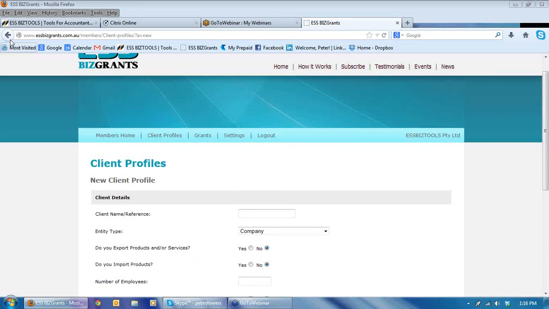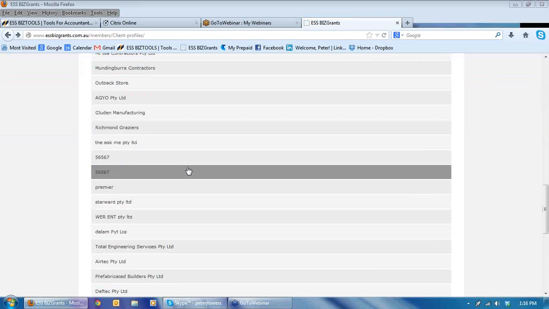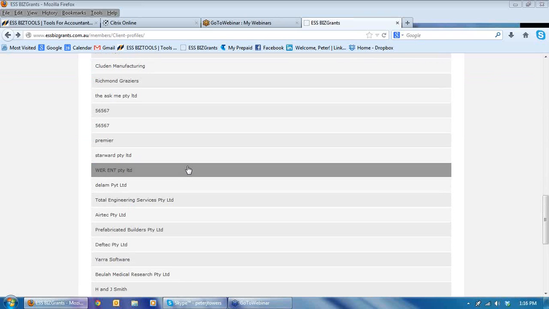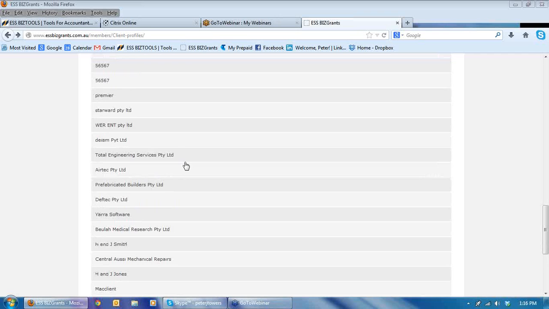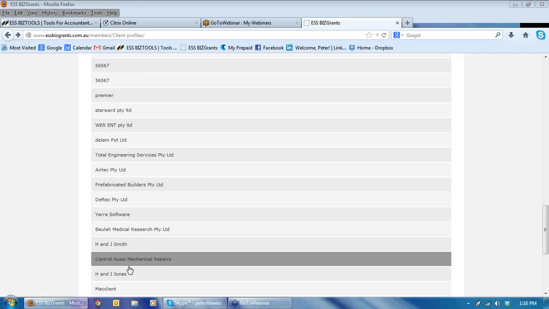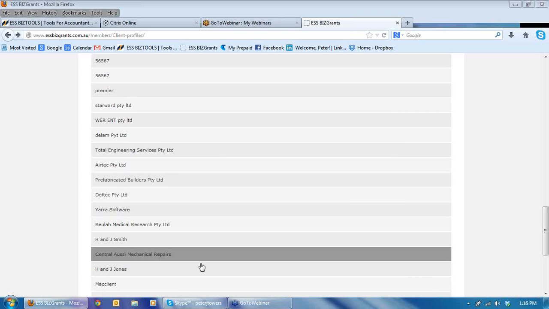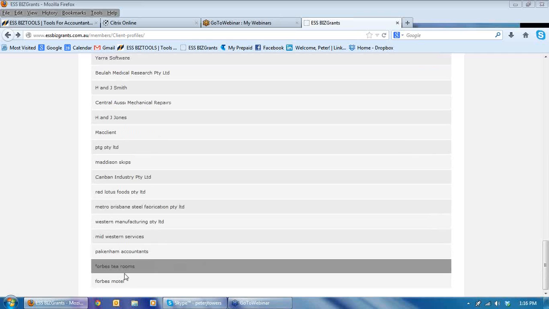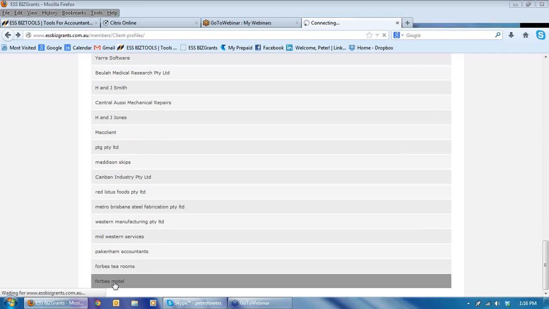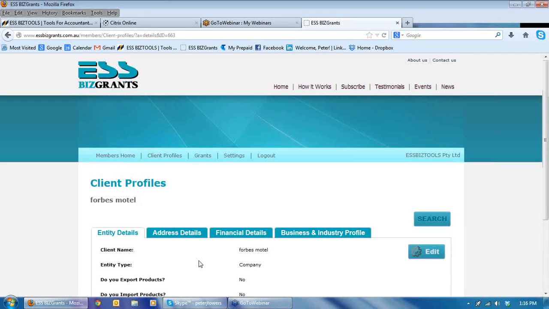client profile. We can't go any further unless we actually enter some more information, and I'm going to pick up a profile that we've already done a bit of work on. So we might pick on this one here, which I called Forbes Motel. We'll just hit edit so it goes back so you can see what we've put in.